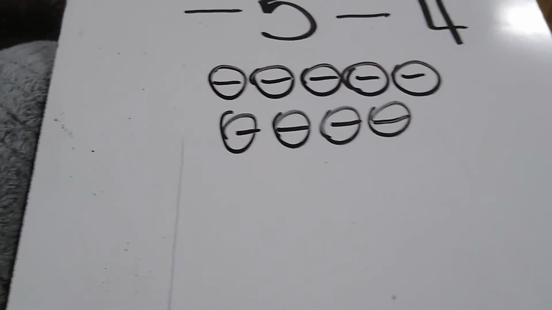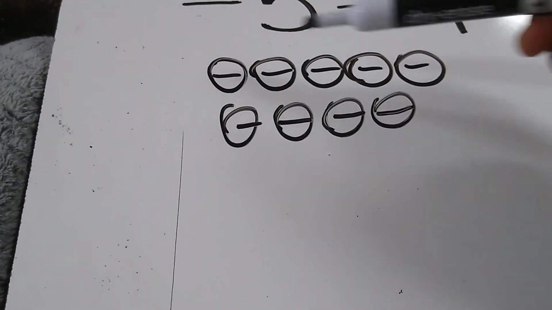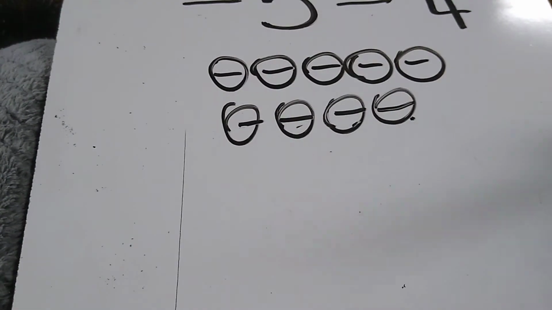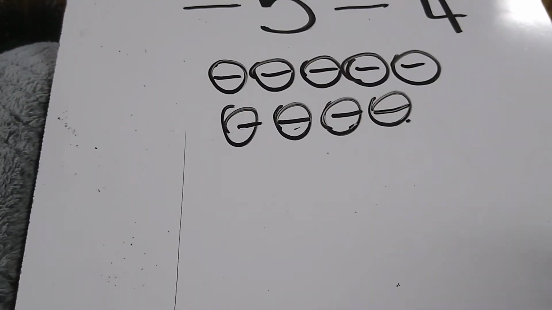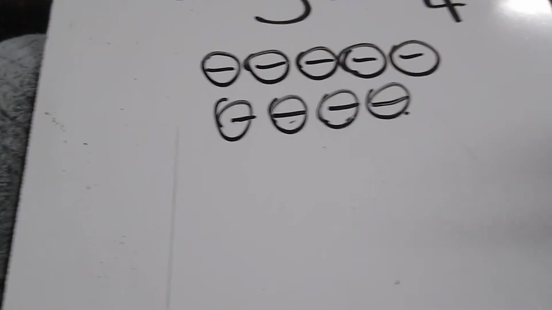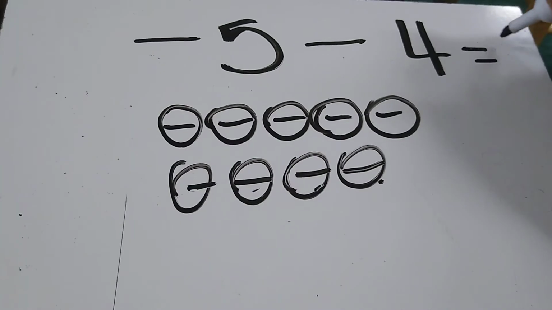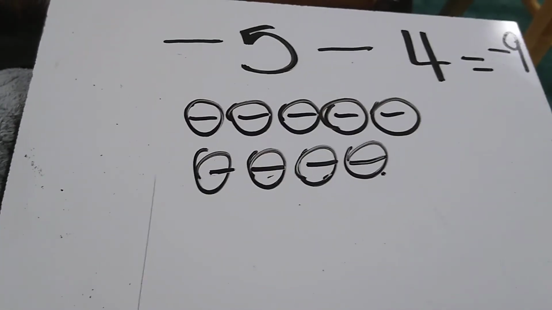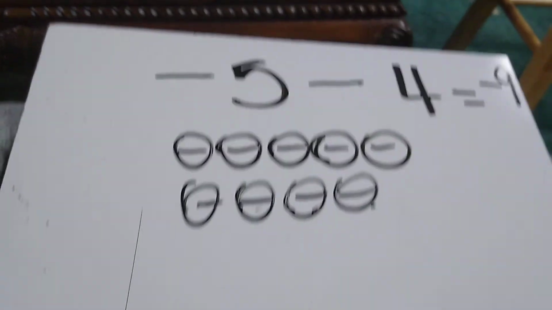So what I'm going to do is count the circles, and you could clearly see that there are 5 on the top. So that's 5, 6, 7, 8, 9. I have 9 of them. And guess what? They're all negative, sorry. Therefore, my answer is going to equal negative 9. So negative 5 take away 4 is equal to negative 9.